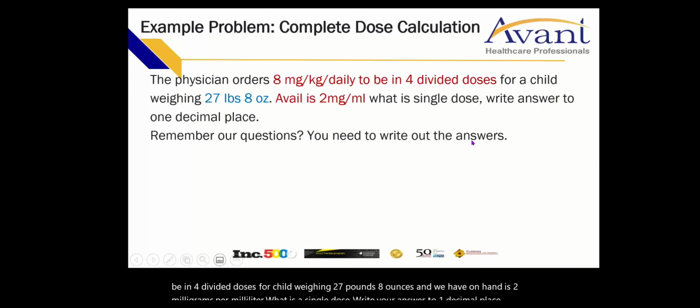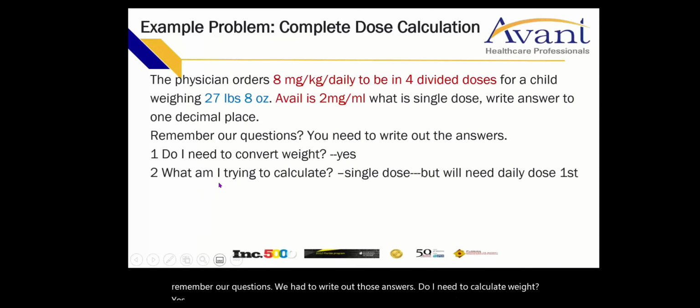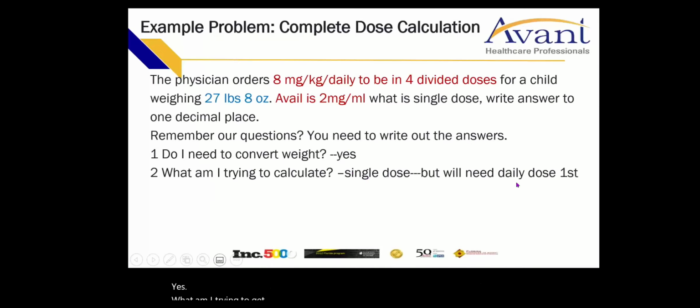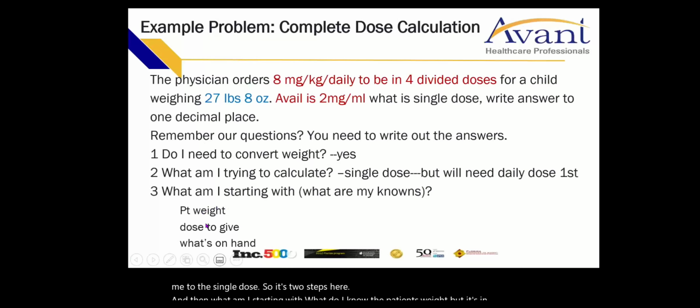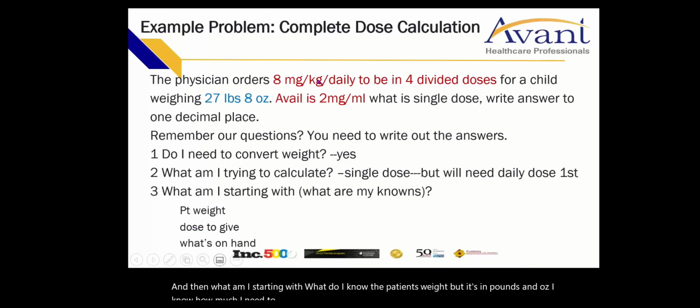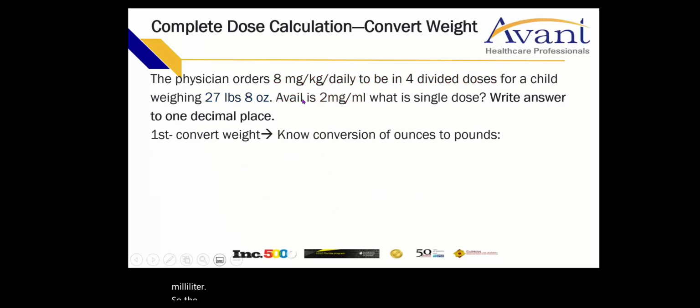So remember our questions. We have to write out those answers. Do I need to calculate weight? Yes. What am I trying to get? A single dose. But first I know I have to get the daily dose, right, to get me to the single dose. So it's 2 steps here. And then what am I starting with? What do I know? I know the patient's weight, but it's in pounds and ounces. I know how much I need to give, 8 milligrams per kilogram in 4 different doses, so divided by 4. And then I know what's on hand, 2 milligrams in 1 milliliter. Okay. So the physician order, we have it here.